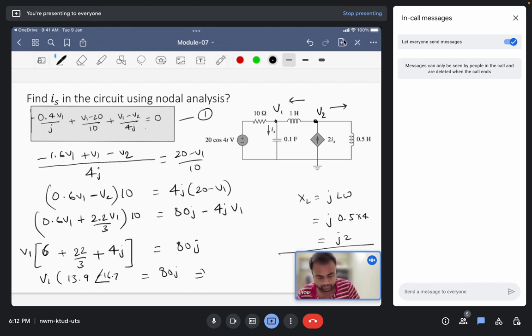So finally V1 will be 80J divided by 13.9 angle 16.7. So V1 comes out to be 5.75 angle 73.3 degrees. So now we have got V1. So finally we can solve for Ix.